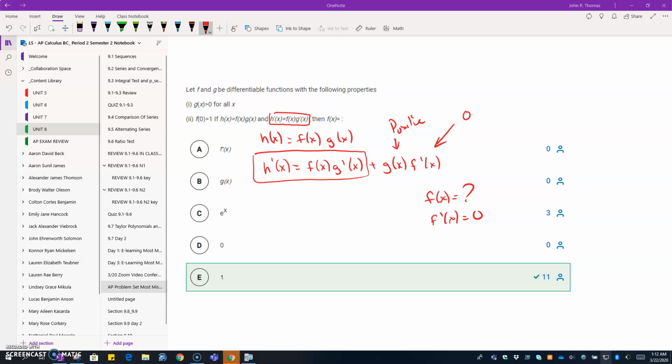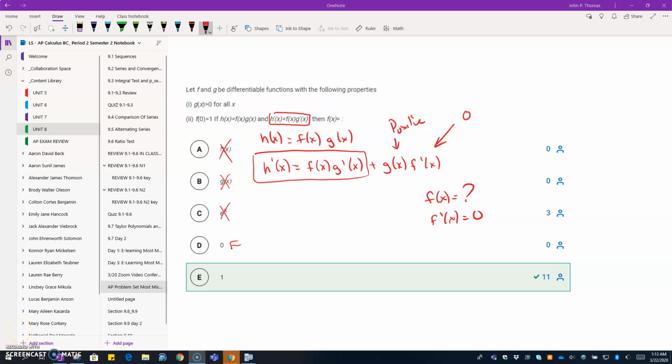So I'm going to look at my choices. That one's out. Derivative of that would be f double prime. That one's out. Derivative of that would be g prime. This one's out. Derivative would be e to the x. This one, we'll say maybe, because the derivative of 0 is 0. And then this last one, 1, the derivative of 1 is definitely 0.